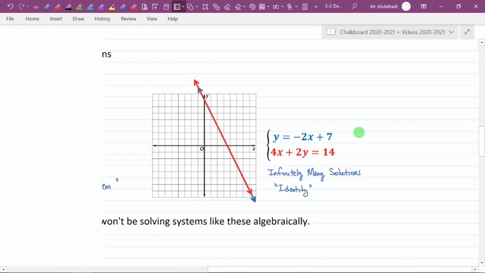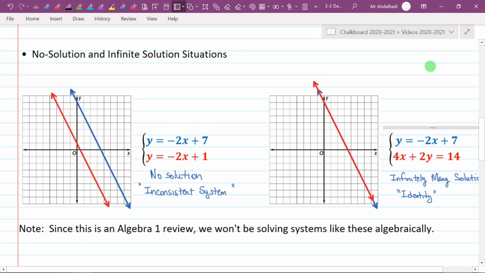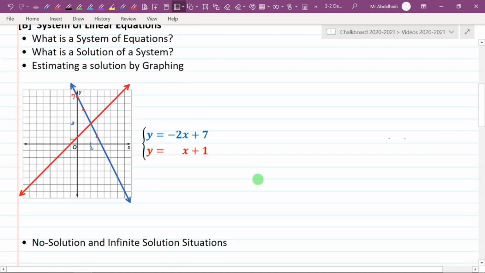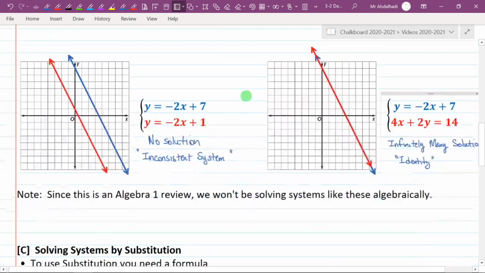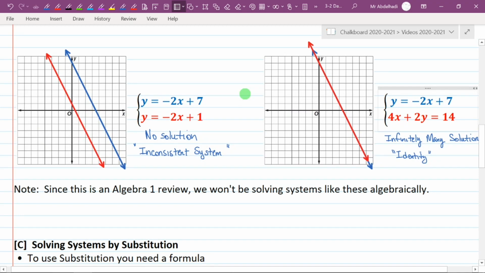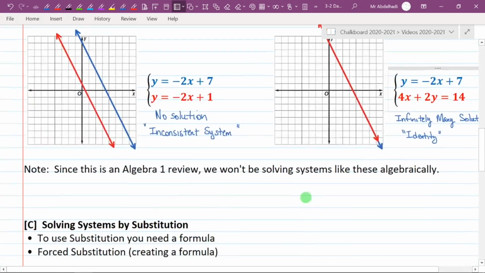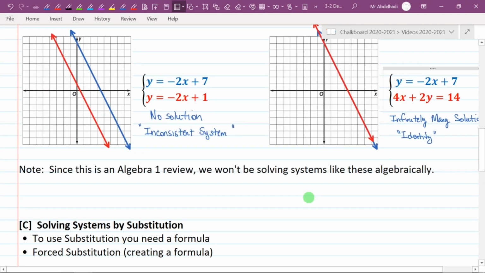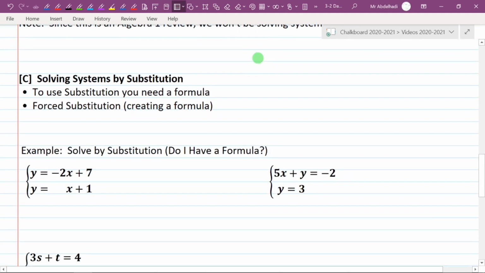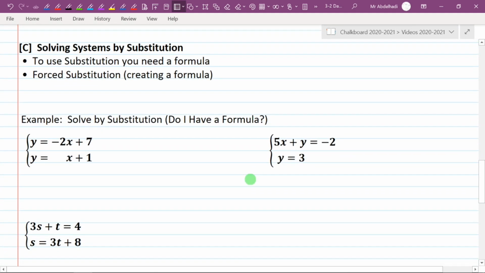So these are the two special cases of solving a system. Most of the time, there's one point where they cross, and that's your solution. In the case of the last problem, 2, 3. But you might also have an inconsistent system, which means the two lines never touch because they're parallel, or you might have an identity where the two lines are the same line, and you have infinitely many solutions. Okay, so that's the background. Now that we know what a system is and we know all the special cases, let's go back to Algebra 1 and learn how to solve systems by substitution.